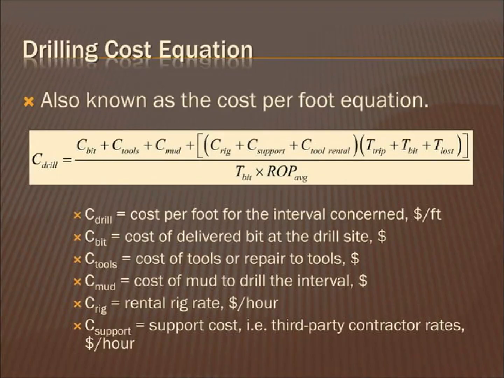The cost per foot equation is a support tool that assists in determining the drill cost for a given interval. It contains 4 components: cost of the delivered bit at the drill site, cost of tools or tool repair, cost of mud to drill the interval, and a rental rig rate, as well as support costs, which includes third-party contractor rates. Combining these components gives an exact cost estimate for any drilling project.